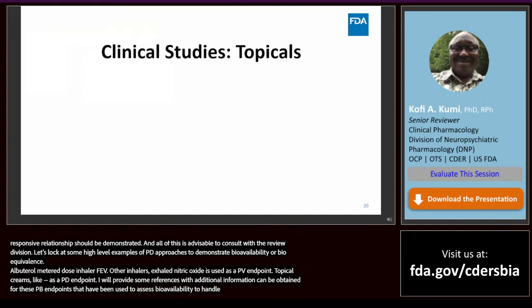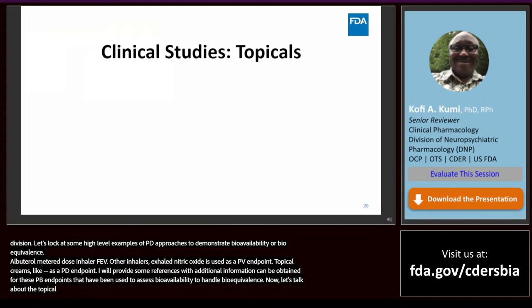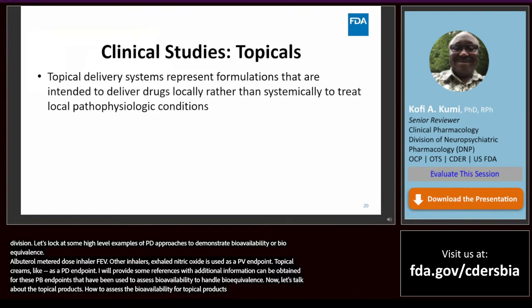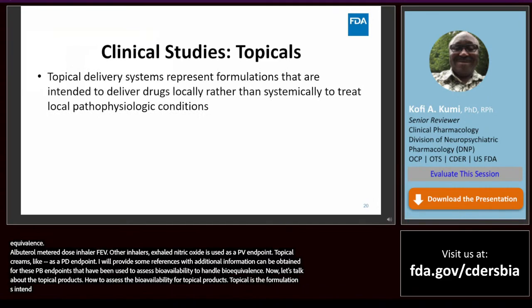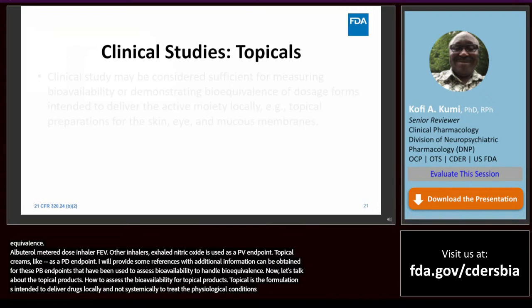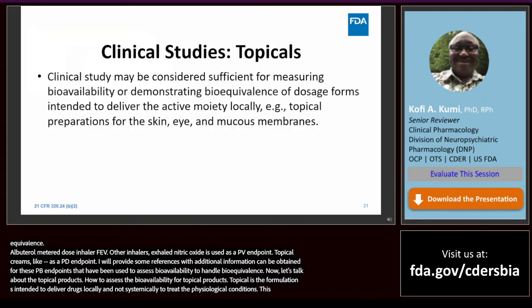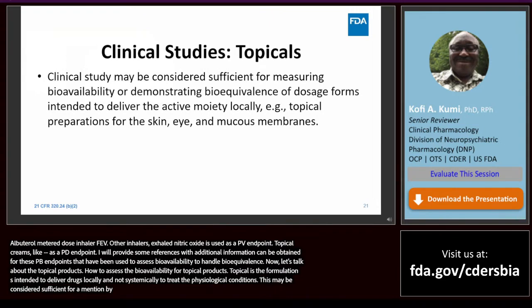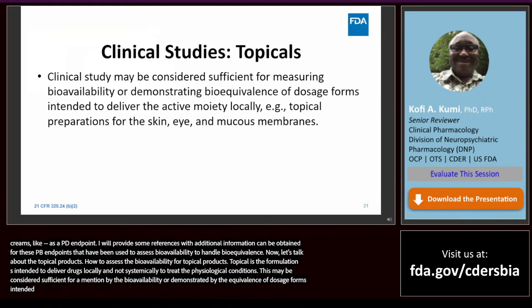Now let's talk about topical products, how to assess bioavailability for topical products. Topical delivery systems represent formulations that are intended to deliver drugs locally rather than systemically to treat local pathophysiological conditions. Clinical study may be considered sufficient for measuring bioavailability or demonstrating bioequivalence of dosage forms intended to deliver the active moiety locally. For example, topical preparations for the skin, eye, and mucous membranes.